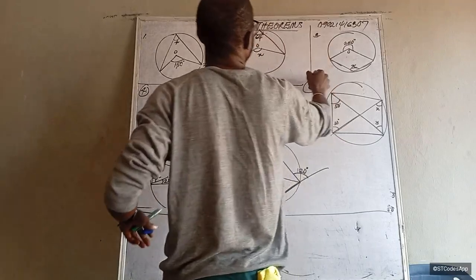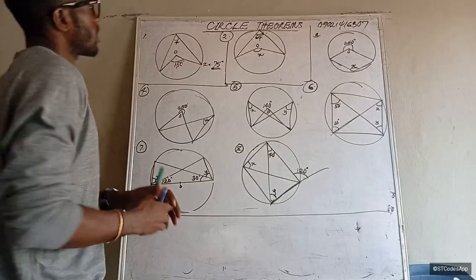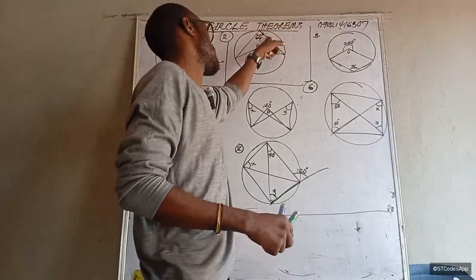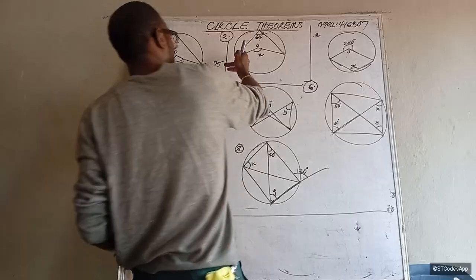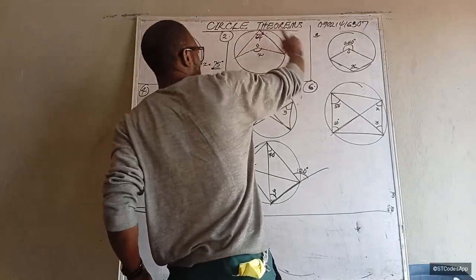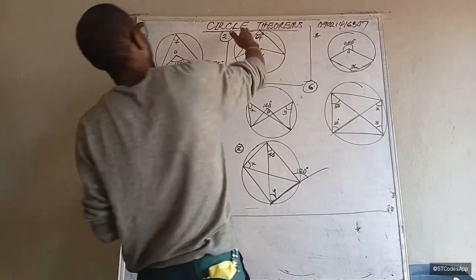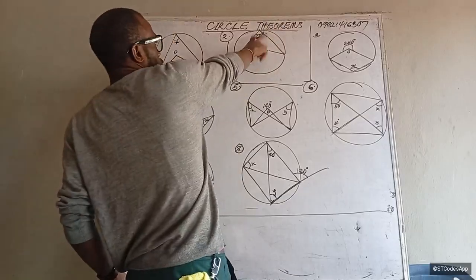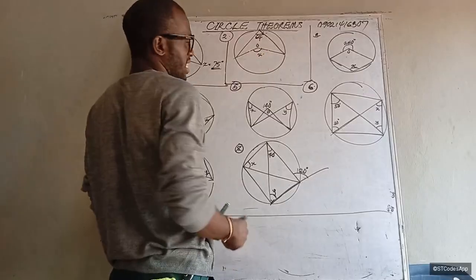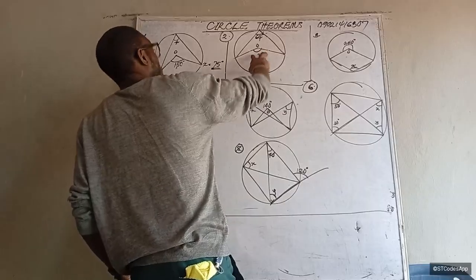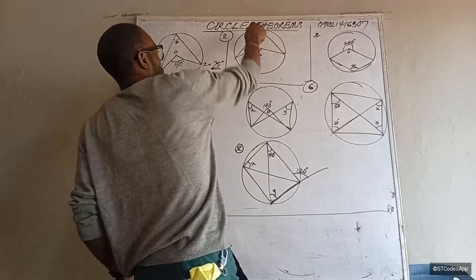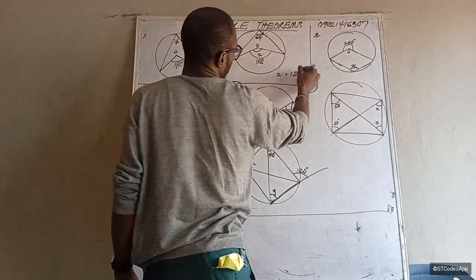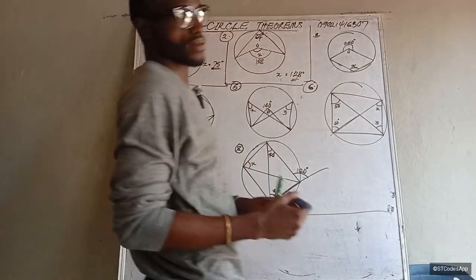Now, for the second one, it's the same axiom. The one obtained at the center is double that obtained here, right? By the same arc, look at this arc that is here, this same arc that is here. Makes sense? So at the circumference, it is half of what is obtained there. So it means 2 times of this will give us what is here. Do you understand? So here we have 128. So x is equal to 128 degrees, 2 times of that.